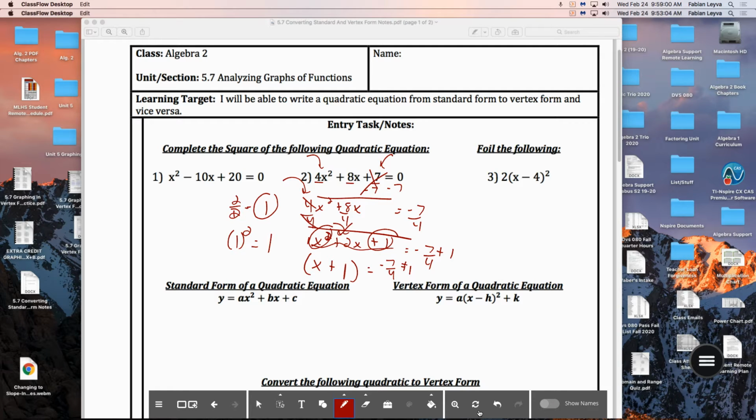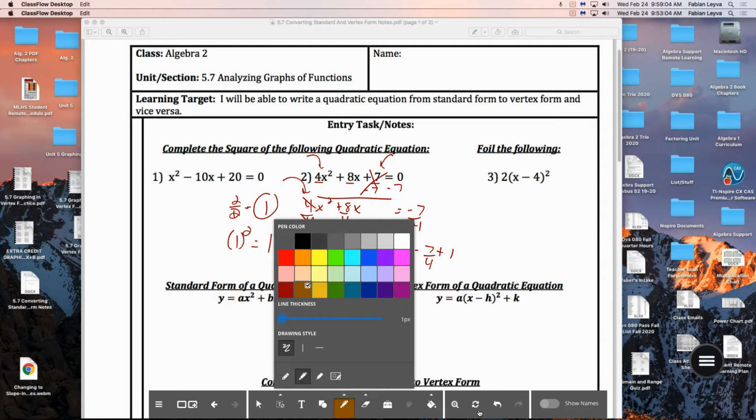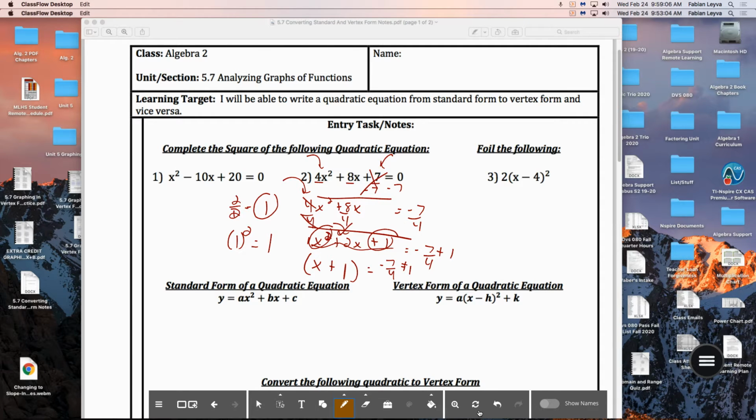I don't want you to worry about adding this fraction because, again, the skill that I want you guys to be familiar with, or at least have a basic foundation in, is making sure that you know how to complete the square for today's problems. All right, so one more skill you'll have to know. One is completing the square like 1 and 2, and the other one is foiling like number 3.